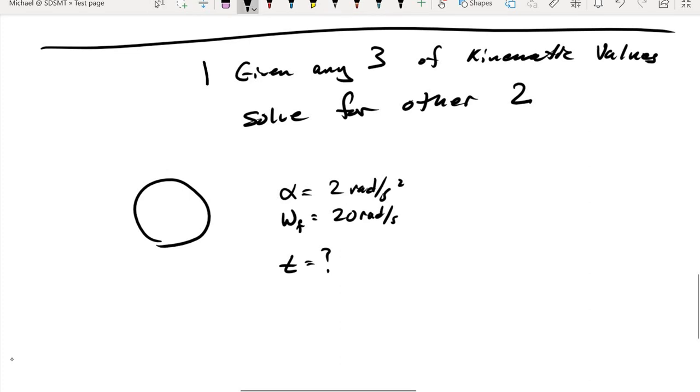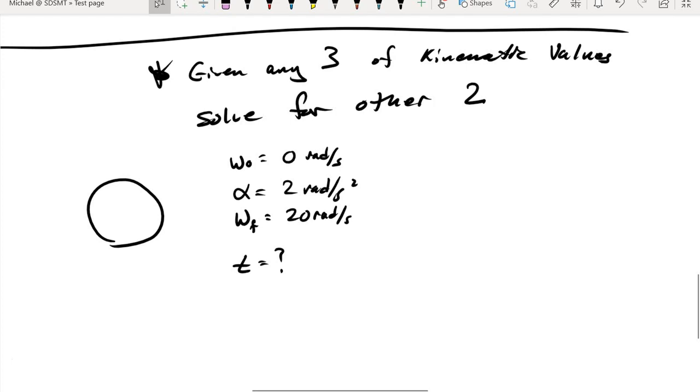So the idea was that given any 3 kinematic values, we can solve for the other 2. And here it looks like I only gave you 2 values, except keep in mind we said that the wheel starts from rest. So that means that we can use 0 for the initial angular velocity. And that's really all we need. I have 3 given values. I want to solve for the time.